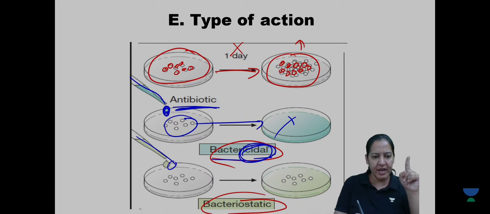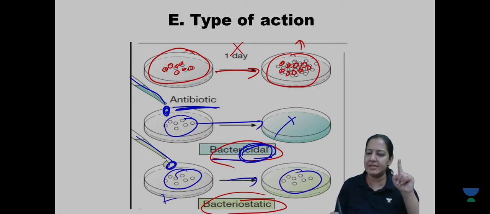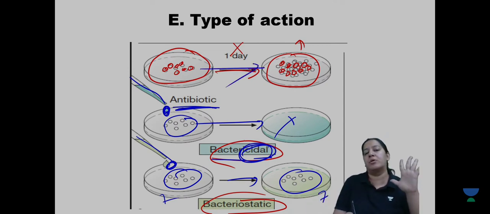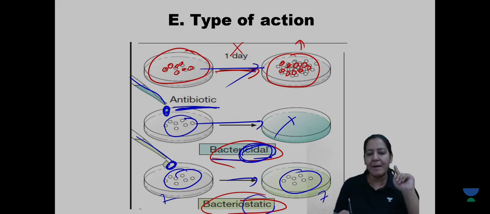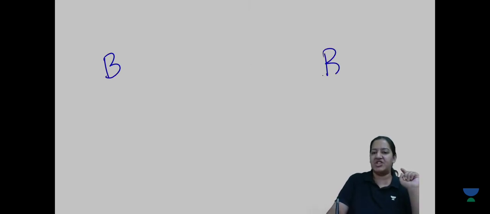The second type of antibiotic I'm putting on the growth plate. Count the number of colonies here. It is 7 here, 7 here. Whatever the number, it means they are not killed, but they are not increasing in number either. So there are some antibiotics which inhibit the cell growth, the bacterial cell division. These are known as bacteriostatic. So basically, there are two types of antibiotics based on their action, bactericidal and bacteriostatic.